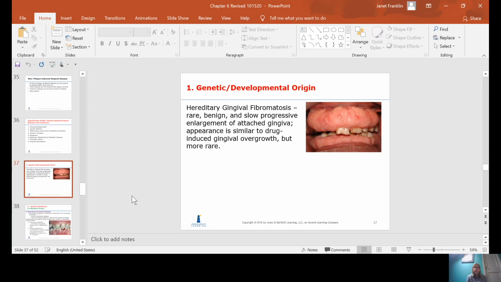This is genetic developmental origin. If you look at, again, these are exaggerated pictures. This is something called hereditary gingival fibromatosis. It's rare, it's benign, meaning it is not deadly, and slow progressive enlargement of attached gingiva. The appearance is similar to drug-induced gingival overgrowth, but it's more rare. So if you see something similar to this, first thing you're going to want to do is see what medications the patient is taking or has taken. If they're taking some medication that's going to cause gingival enlargement, it's probably gingival enlargement.